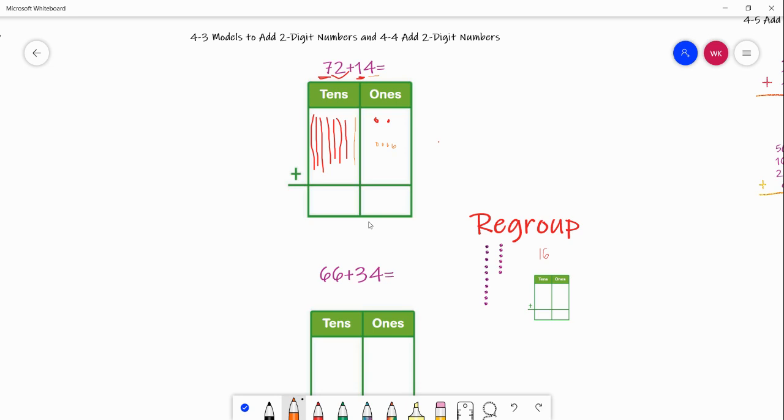So now we're just going to add it up to be able to figure out what the answer is. So let's count how many tens we have. So we have 1, 2, 3, 4, 5, 6, 7, 8. So we have 8 tens. Now let's count our ones. We have 1, 2, 3, 4, 5, 6. So our answer is 86. 72 plus 14 is 86. Now let's go ahead and do another one.